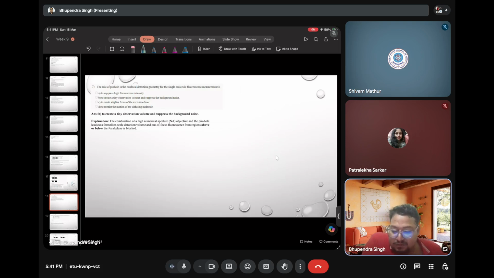To create a tiny observation volume and suppress the background noise. The combination of a high numerical aperture objective and a pinhole leads to a femtolitre scale detection volume, and out of focus fluorescence from the region above or below the focal plane is blocked. That is what I was saying. Fine. I've already shown you this diagram in earlier lectures.